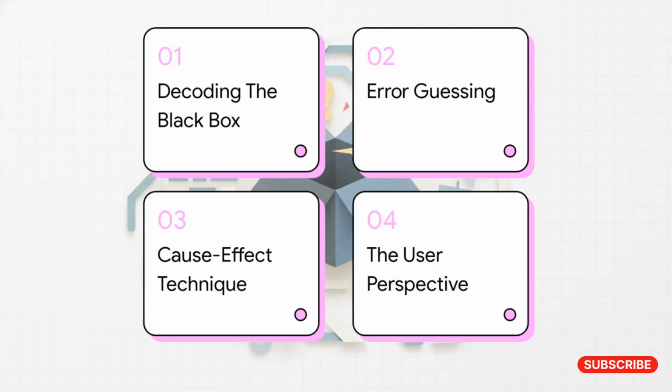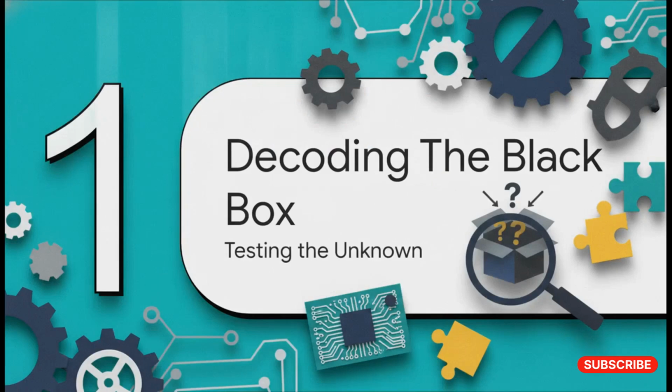To crack this case, here's our game plan for today's explainer. First, decoding the black box. Then, Technique 1, error guessing. Followed by Technique 2, cause effect. And finally, the user perspective. Starting right off with Section 1, decoding the black box.